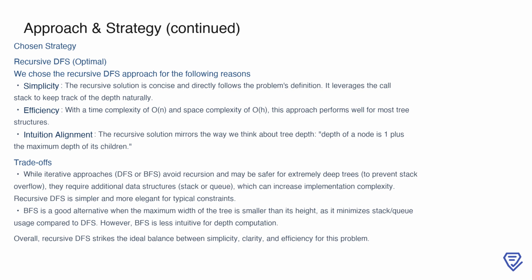While iterative methods, like DFS or BFS, avoid recursion and may be safer for extremely deep trees to prevent stack overflow, they require additional data structures, like stacks or queues, which can add complexity to the implementation. BFS, for instance, is a good alternative when the tree's maximum width is less than its height, but it's less intuitive for depth computation. In contrast, recursive DFS strikes the perfect balance between simplicity, clarity, and efficiency, making it the ideal choice for this problem.